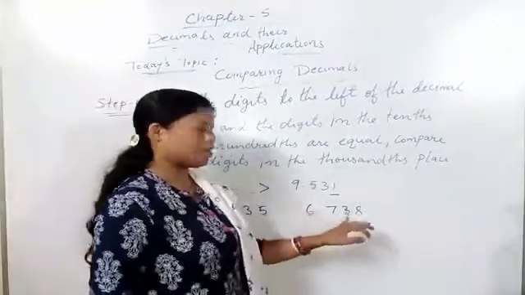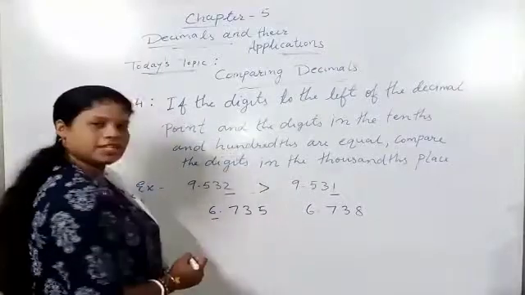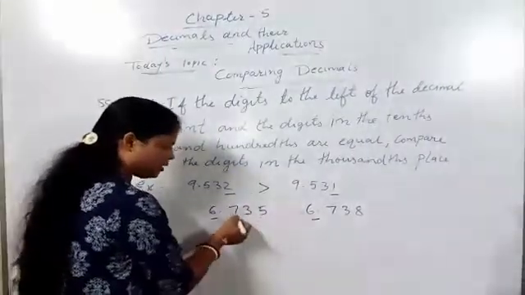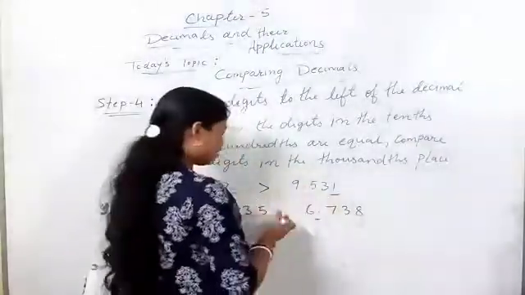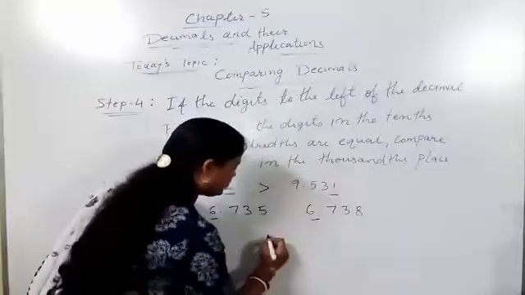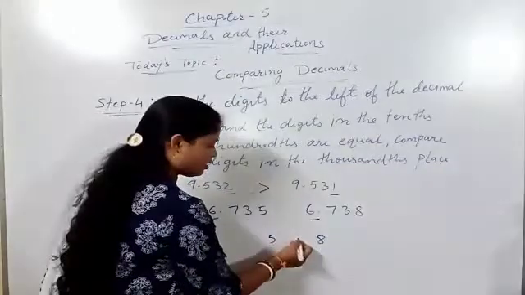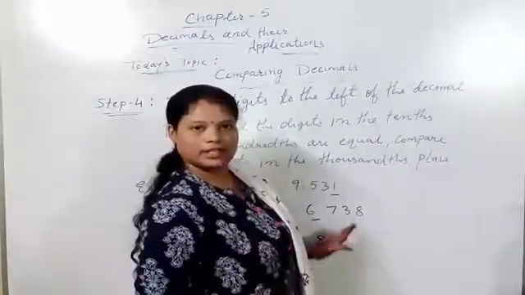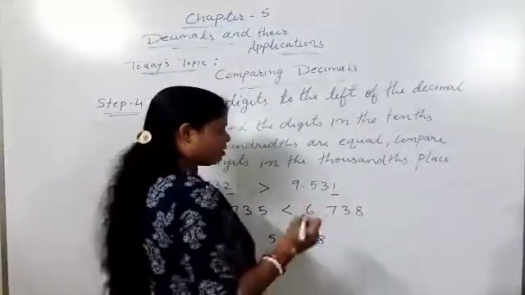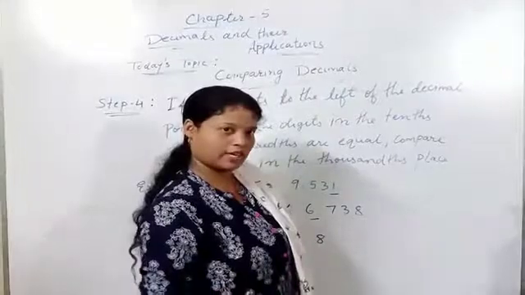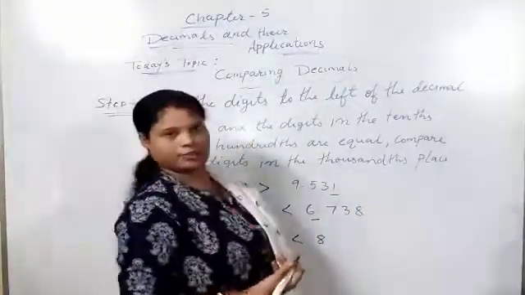Next, 6.735 and 6.738. Again we'll check: before the decimal both are equal, tenths place both are equal, hundredths place both are equal, then we see the thousandths place. Here it is 5 and there 8. So 5 is lesser than 8, or 8 is greater than 5. So 6.735 is lesser than 6.738, or we can say 6.738 is greater than 6.735.